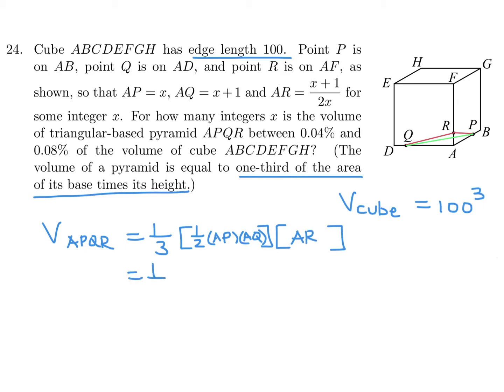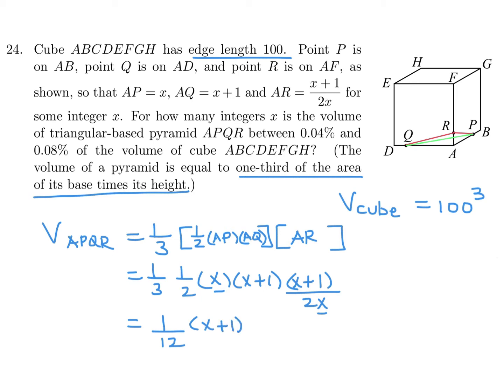So let's plug in all our values. This is 1/3, this is 1/2. AP is x, AQ is x plus 1, and AR is (x plus 1) over 2x. Okay, let's simplify this a little bit. I believe this is going to be 1 over 12, and then this x and that x cancel, so then we have (x plus 1) squared. And I think that's it.